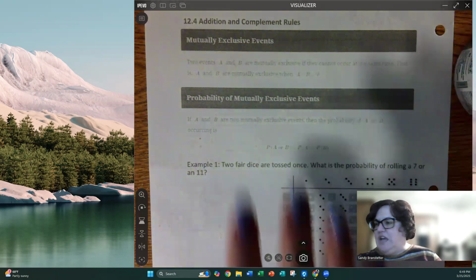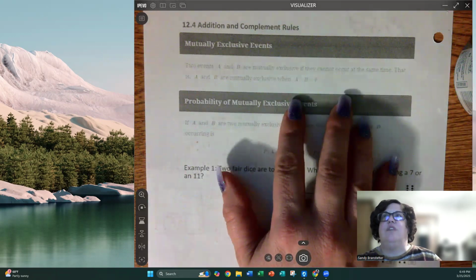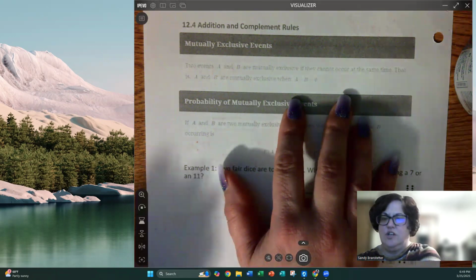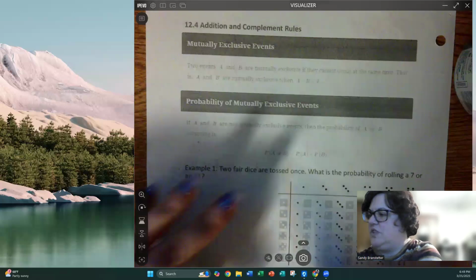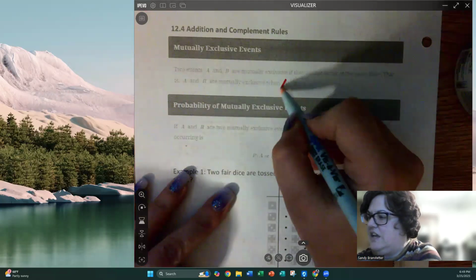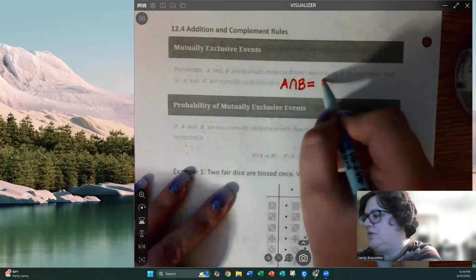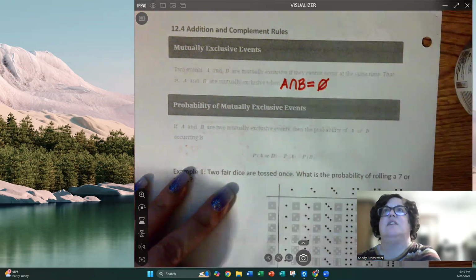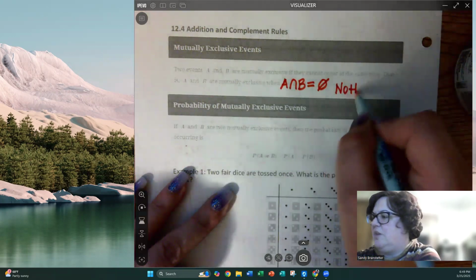Two events, A and B, are mutually exclusive if they cannot occur at the same time. That is, A and B are mutually exclusive when their intersection is equal to the empty set. So this right here says A intersect B equals the empty set. So that means they have nothing in common.